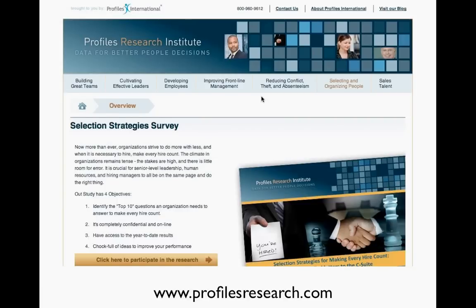So, moving right along to our session, we have polled our expert and asked them to define a simple and straightforward, and I tell you, it's a straightforward strategic workforce management process. And this is based on our Profiles Research Institute.